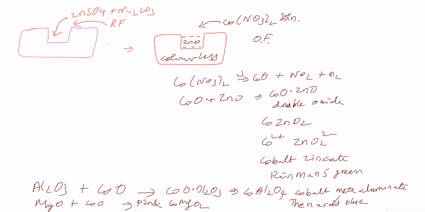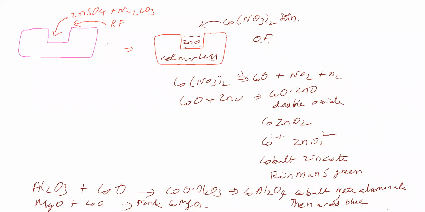Likewise, magnesium oxide is colorless. That with cobalt oxide gives pink. The pink color is due to CoO·MgO, a double oxide. Okay, next we'll see the flame test.